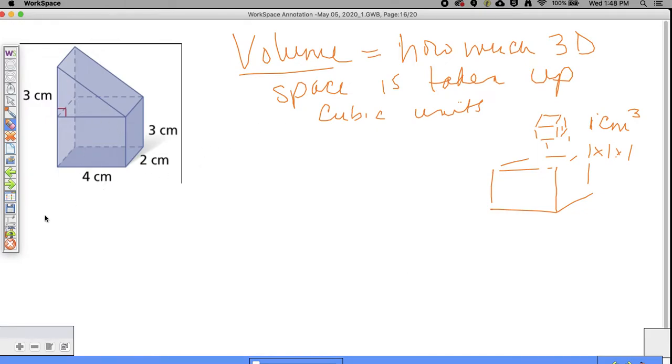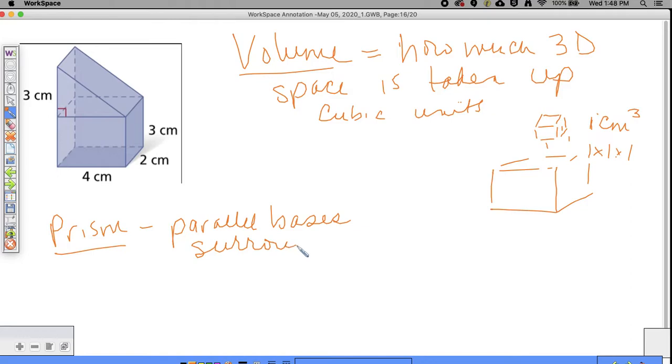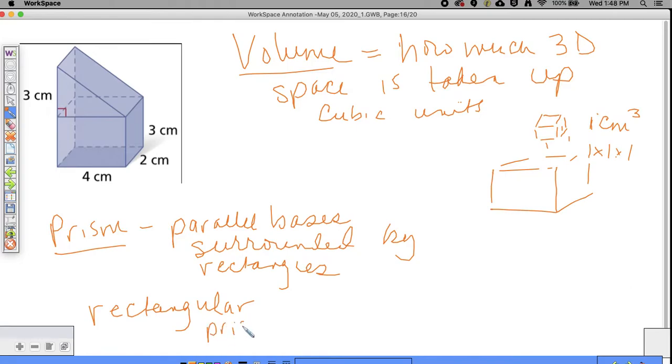Now, we have prisms. We're going to be talking about a prism, okay? We have rectangular prisms. We have triangular prisms. What makes something a prism is that you have parallel bases, and you are surrounded by rectangles. So the first thing we're going to talk about is a rectangular prism, right? And that's like a box, and that's an easy one, right?